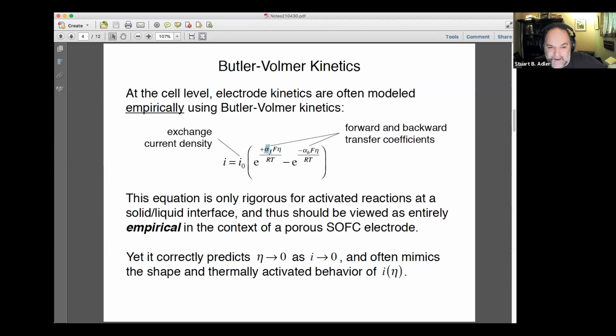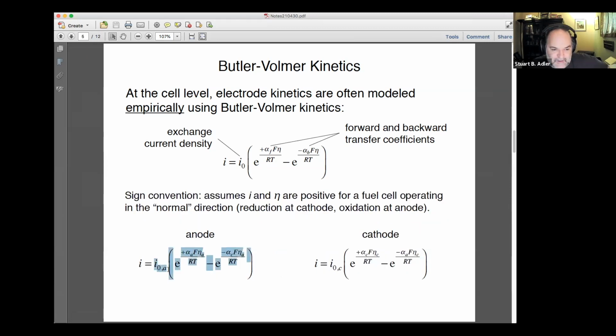Normally, these are called the anodic and cathodic transfer coefficients. The reason I like to describe it with a forward and backward instead of an anodic and cathodic is because this same equation is often used for both the anode and the cathode. For the anode, there would be an exchange current density for the anode, an anodic transfer coefficient for the forward rate and a cathodic transfer coefficient for the backward rate. And we have an overpotential for the anode, so that's eta anode. That's what this Butler-Volmer equation reduces to for the anode.